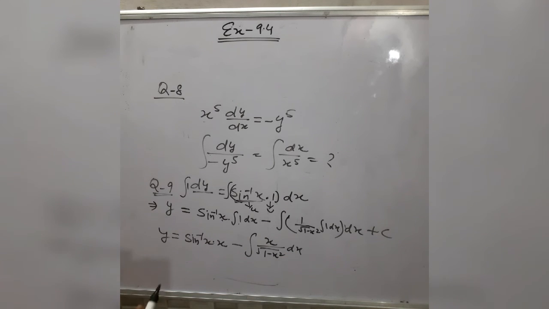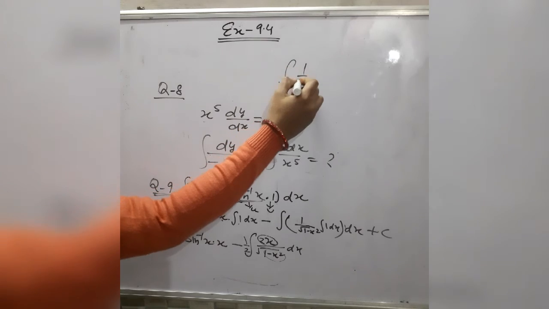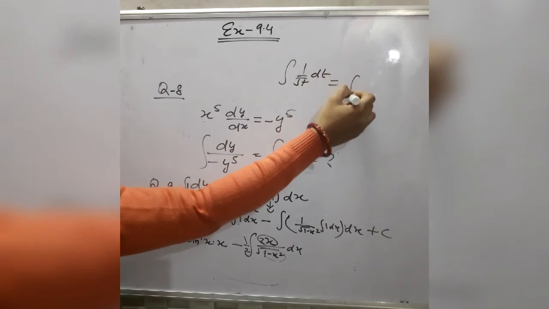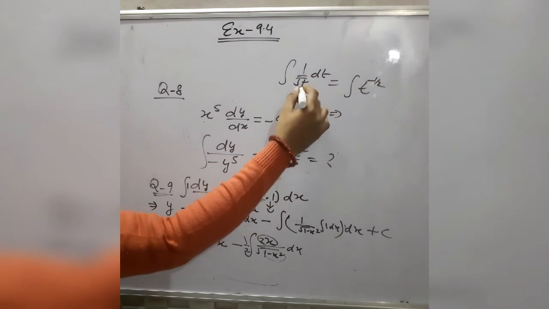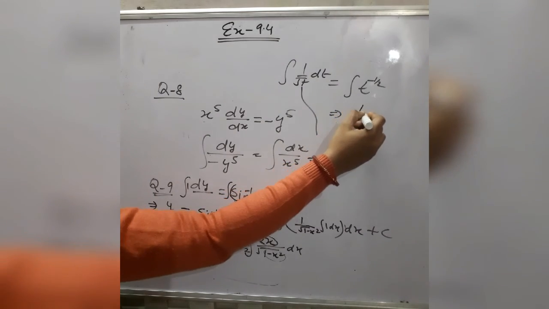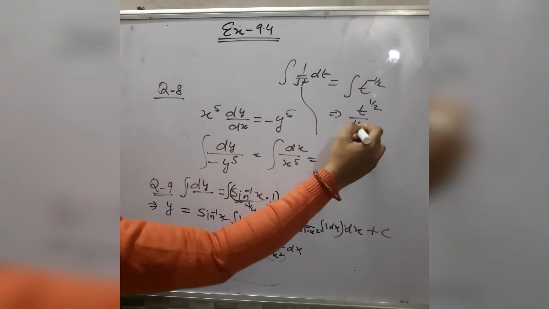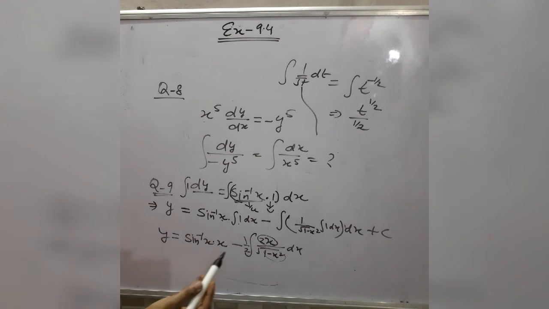Now put 1 minus x square is equal to t here. If you put 1 minus x square is equal to t, then multiply and divide it by 2, it becomes dt. So it becomes 1 by root t. And how will you find the integration of 1 by root t? This 1 by root t can be written as t raised to power minus half, and the integration of t raised to power minus half is t raised to power plus half divided by half. So here very easily you can find the integration of the second term by using the substitution method.